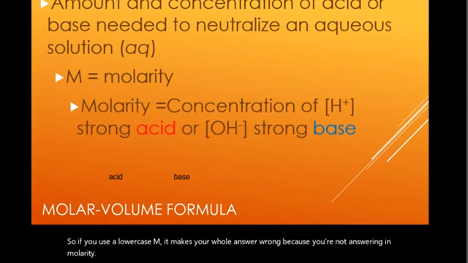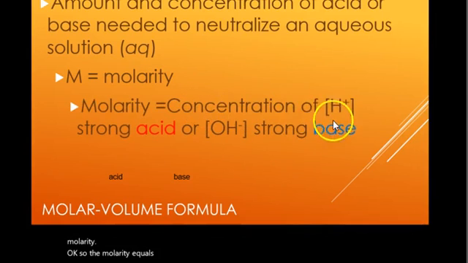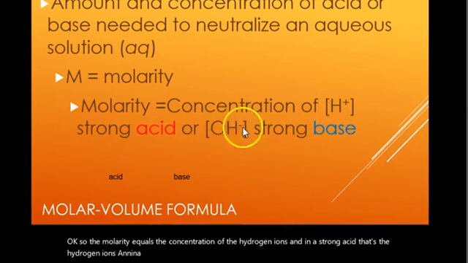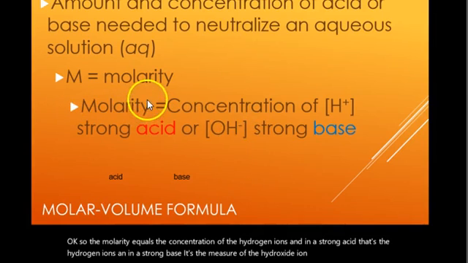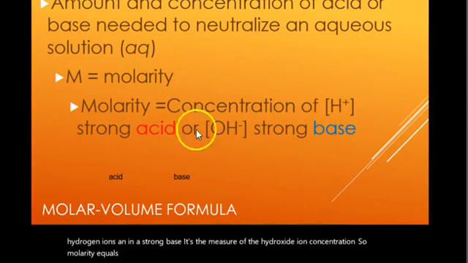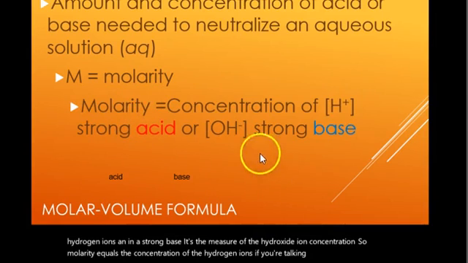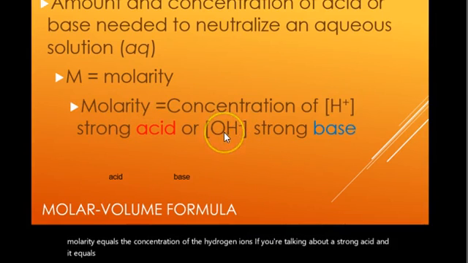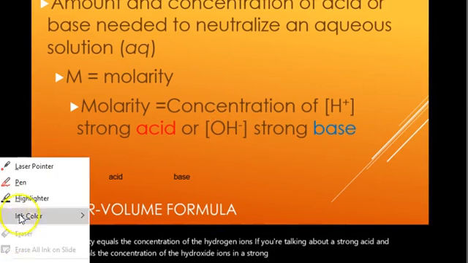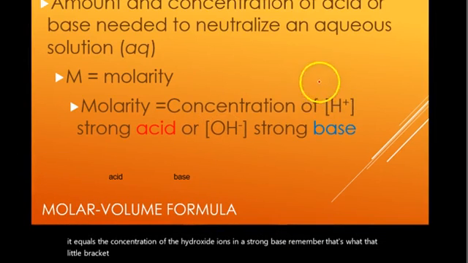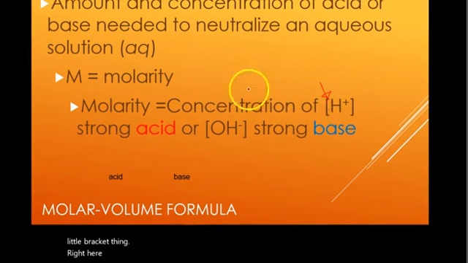Okay, so the molarity equals the concentration of the hydrogen ions in a strong acid, and in a strong base, it's the measure of the hydroxide ion concentration. So molarity equals the concentration of the hydrogen ions if you're talking about a strong acid, and it equals the concentration of the hydroxide ions in a strong base. Remember, that's what that little bracket thing right here is saying. That word concentration is this bracket.